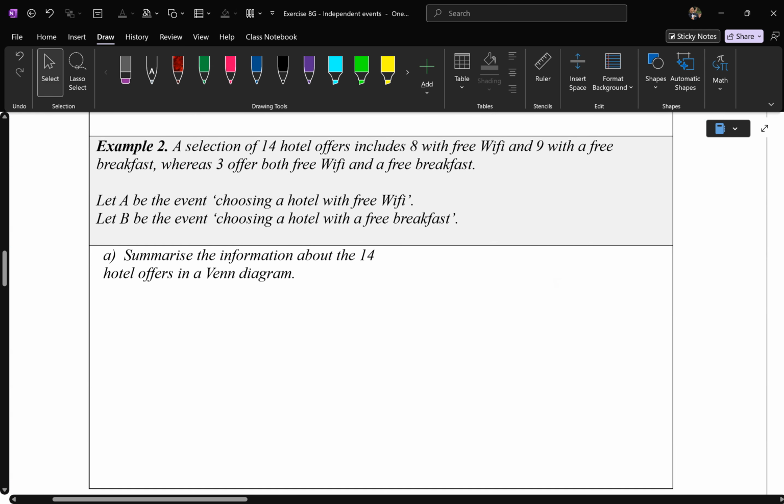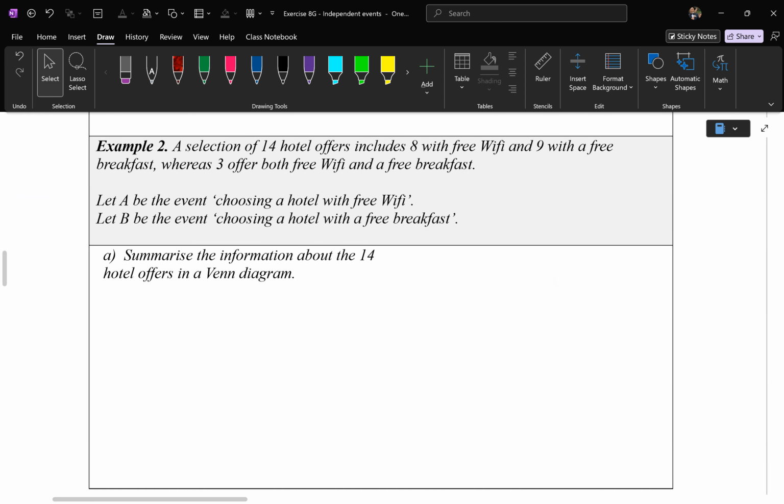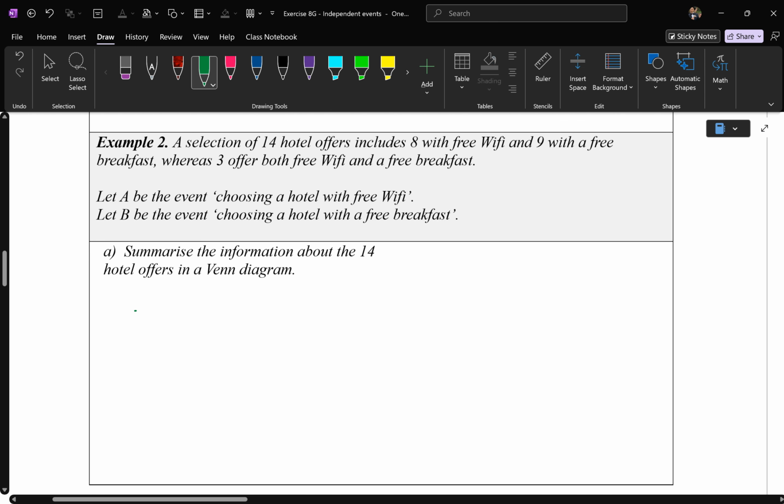Say example 2, a selection of 14 hotel offers includes 8 with free Wi-Fi and 9 with a free breakfast. So you have Wi-Fi or you have breakfast, yeah? Whereas 3 offer both free Wi-Fi and breakfast. So let's summarize it in a Venn diagram. I'm going to draw a Venn diagram. Here we go. Here's our universal box.